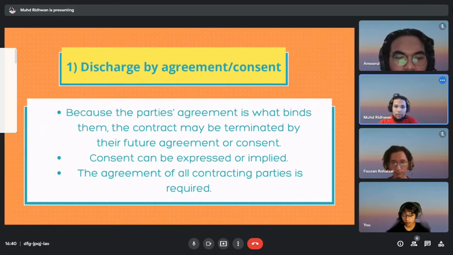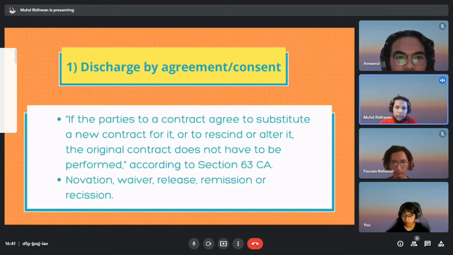Okay. Discharge by agreement or consent. Because the parties' agreement is what binds them, the contract may be terminated by their future agreement or consent. Consent can be expressed or implied. The agreement of all contracting parties is required. If the parties to a contract agree to substitute a new contract for it, or to rescind or alter it, the original contract does not have to be performed, according to Section 63 Contracts Act. Novation, waiver, release, remission, or rescission are examples of discharge by agreement or consent.